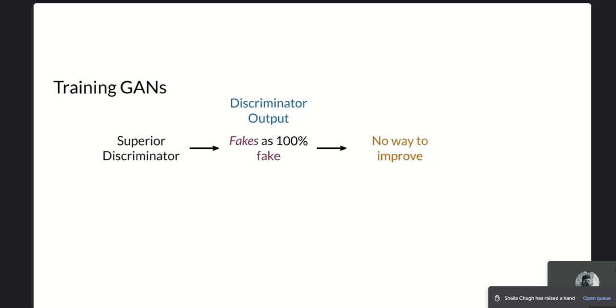Now, what happens if we have a discriminator that is much superior to the generator, one that is very, very good at predicting that all the fake samples provided are fake? Then this will provide no useful information for the generator. The generator doesn't know how to improve or in which direction to update its weights, and the learning will stop. So we want neither the discriminator nor the generator to be superior.